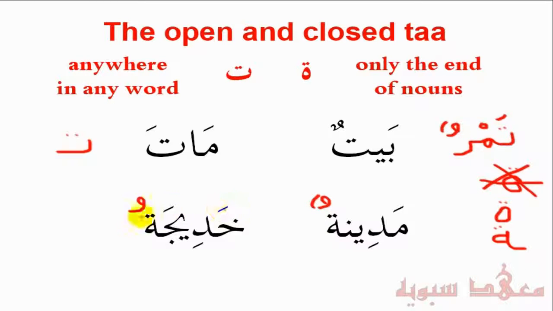Just a point there, female names don't get a tanween. They only get one dhamma or one fatha. They don't take a kasra. But we'll speak about this, inshallah, later on. You don't need to know that at this stage.